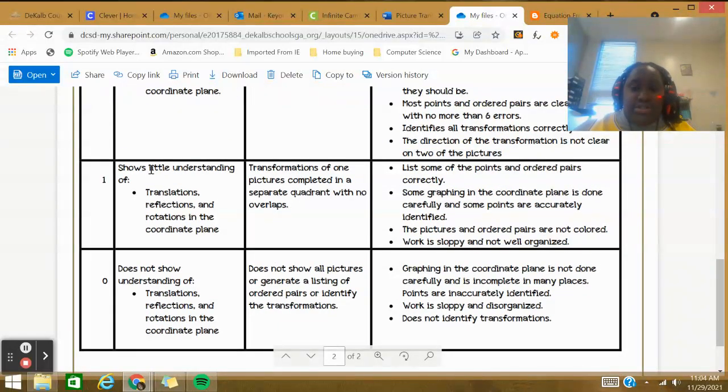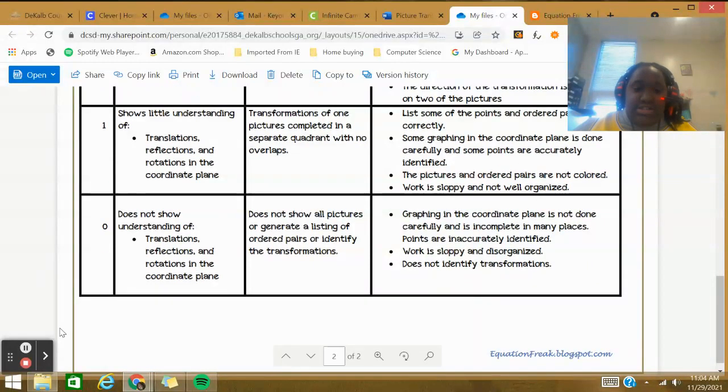To get a 1, which is a 25, which I hope nobody is shooting for, show little understanding of translation, reflection, rotation. The transformation of one picture is completed, so you only did one picture. You started with the pre-image and did another one, so that's two pictures total. List some of the points and order pairs correctly. Some graphing in the coordinate plane is done correctly, and some points are accurately identified. The picture and order pairs are not colored, so if you don't color, that automatically puts you at a 25. Your work is sloppy and not well organized. All right, and a 0, which nobody is shooting for, so I'm not even gonna go through that.